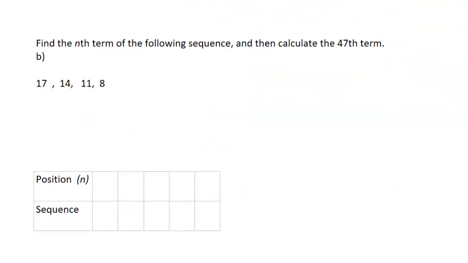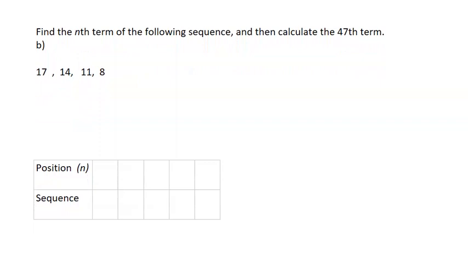Another example: find the nth term of the following sequence and calculate the 47th term once again. When you only get given a sequence in the question, use a table. I really strongly recommend that you use a table. So the position is 1, 2, 3, 4, and we'll put 47th there, because we know we have to find that in the question. The sequence is 17, 14, 11, 8, and we don't know the last one. Remember what we said: the first thing is to get the term-to-term and have a look at that pattern. That's -3, -3, -3.